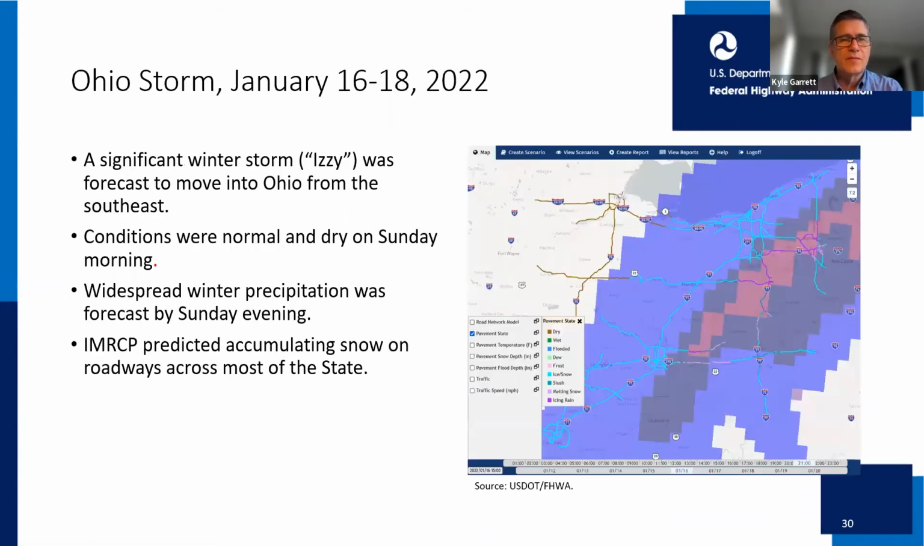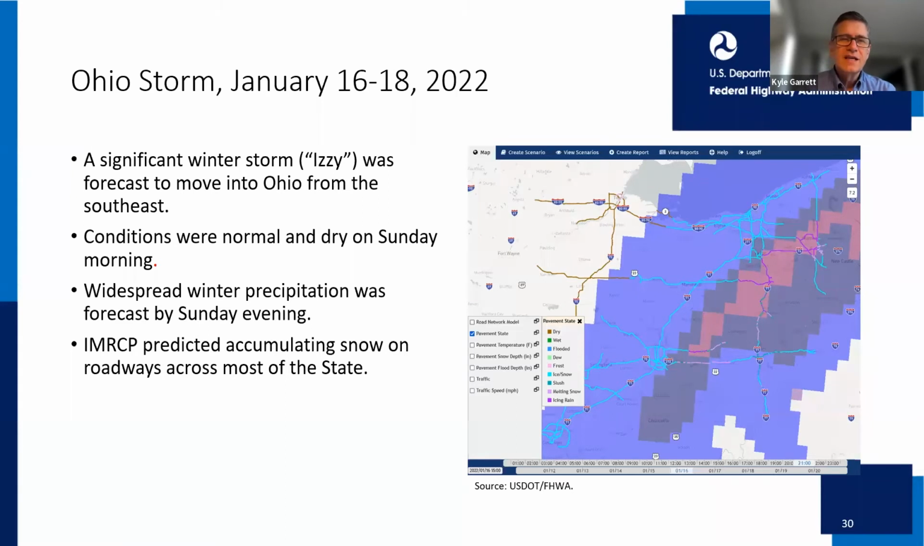Next, please. So this is fun for me. I'm going to walk through a winter storm that we saw this year in Ohio, where IMRCP was deployed. And this was a significant storm, both in Ohio and elsewhere. It covered pretty much everything east of the Rockies, was affected by this at some point. The Weather Channel named it Izzy, which I have a hard time saying with a straight face, so I'm just going to call it the storm.